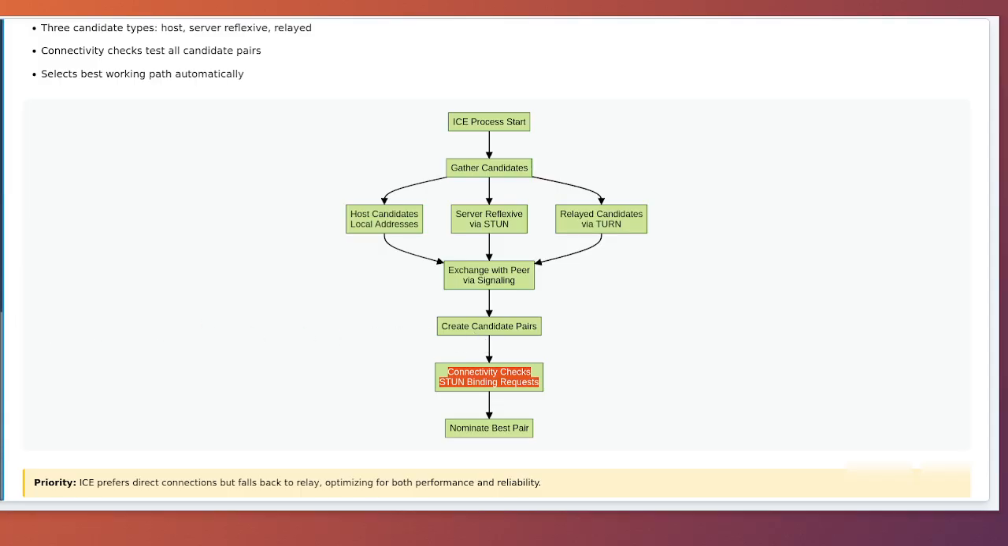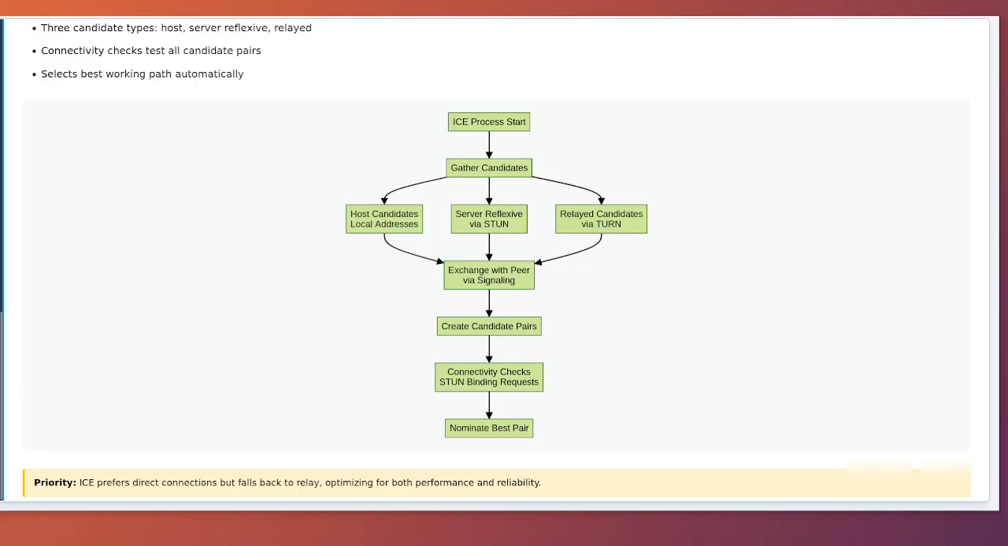Each peer creates candidate pairs by pairing each of its own candidates with each of the remote peer's candidates. For example, if you have 3 local candidates and receive 3 remote candidates, you have 9 possible pairs. These pairs are prioritized based on candidate types, with direct connections preferred over relayed connections. The peers then perform connectivity checks by sending STUN binding requests to each candidate pair.